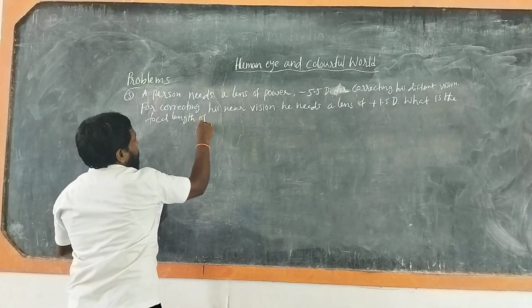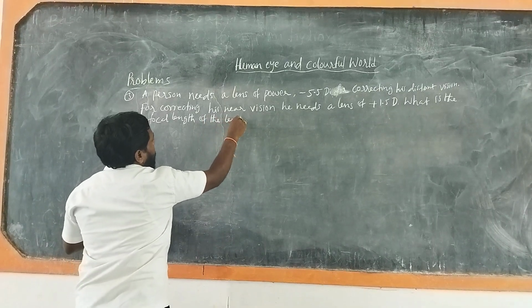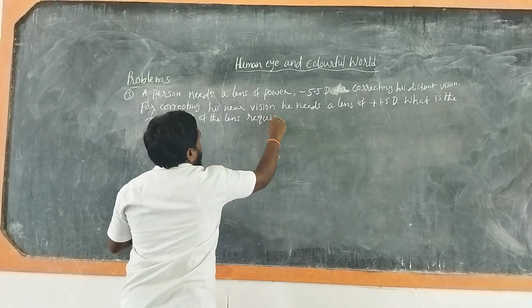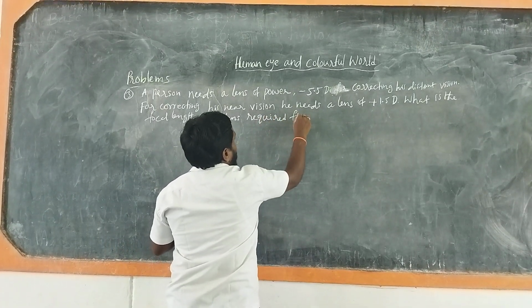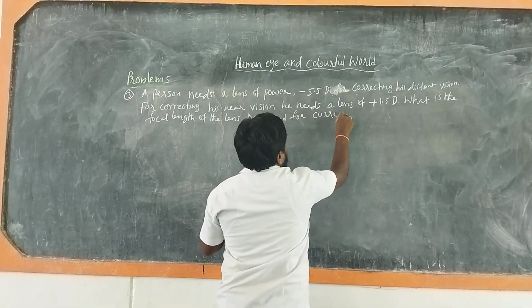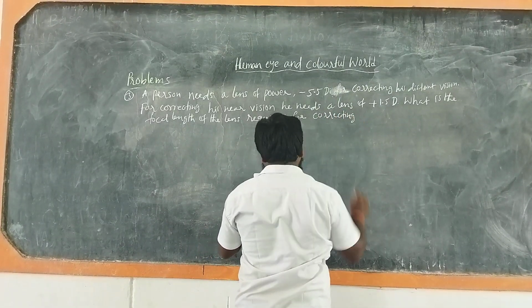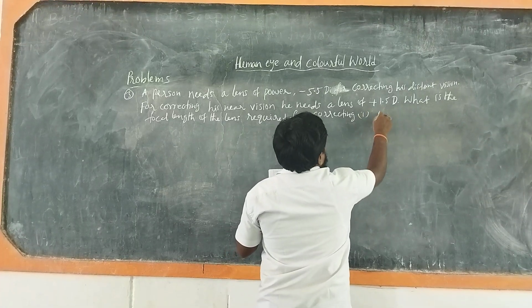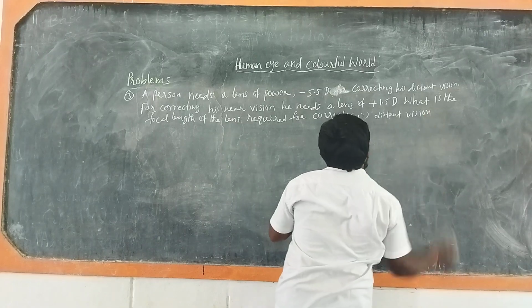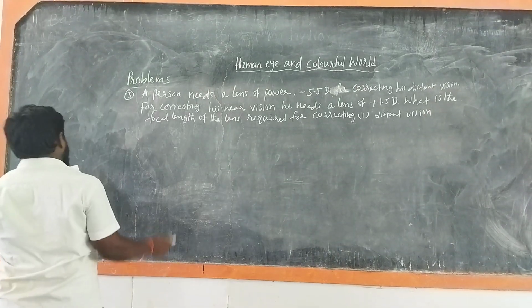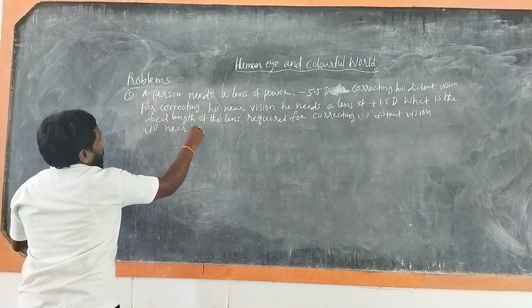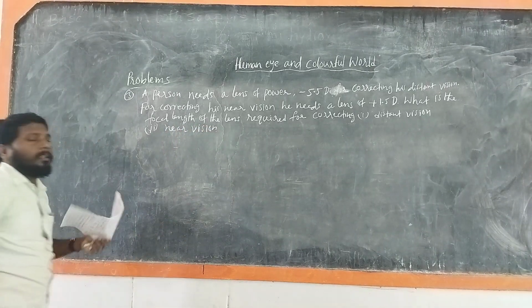What is the focal length of the lens required for correcting distant vision and near vision?